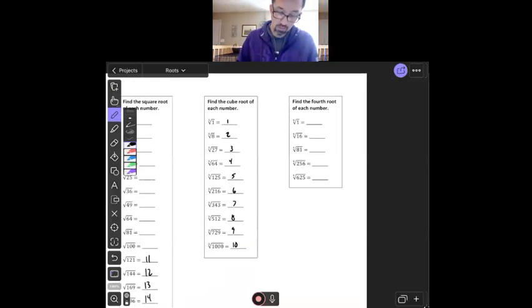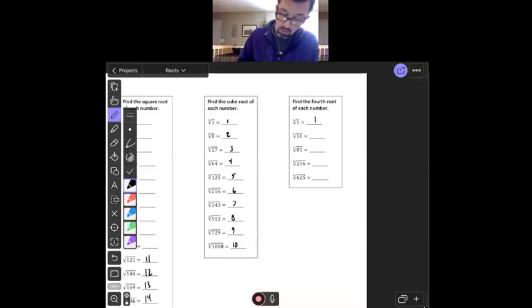what is the fourth root of 1? Well, of course, it's 1. What's the fourth root of 16? So just starting to get comfortable with some of these numbers.